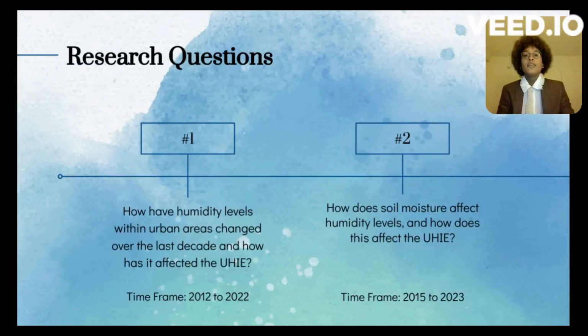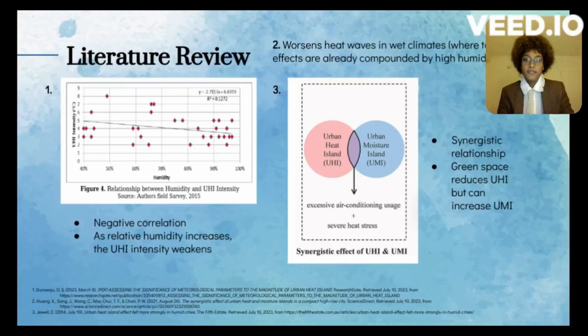In terms of background information, one crucial study we found told us that there's a negative correlation between relative humidity and urban heat island intensity. In other words, as relative humidity increases, the urban heat island intensity weakens. The scatter plot depicted here reveals that the highest urban heat island intensity occurred during hot afternoons when the air was much less humid.